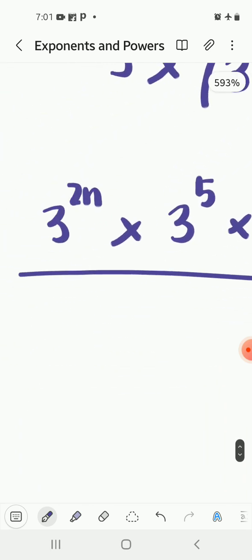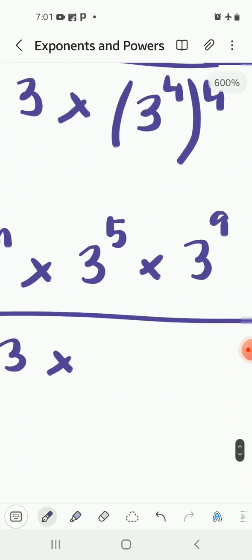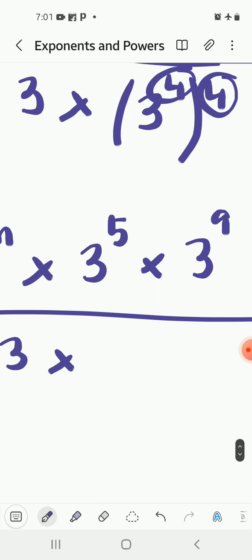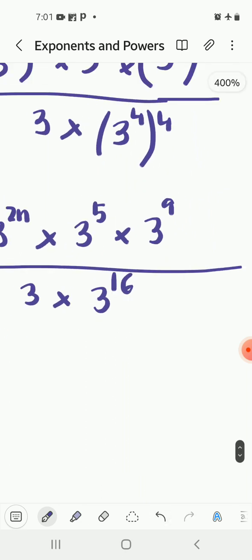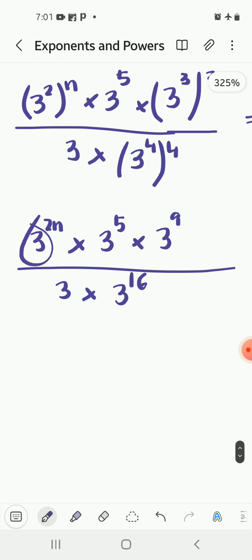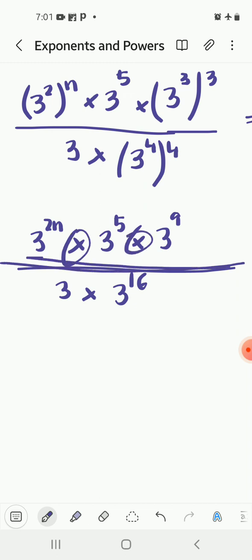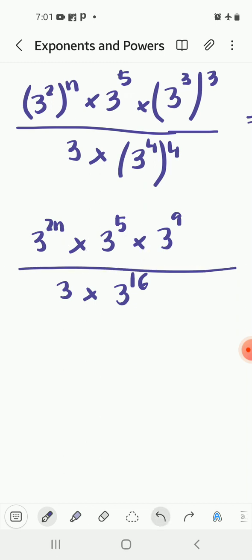Powers need to be multiplied. 3 into here also 4 into 4. Powers need to be multiplied. So 3 to the power 16. So this is what we have got. Everything is in terms of 3. So simply for multiplication we are going to add the powers, and for the division sign we are going to subtract the powers. So simple.